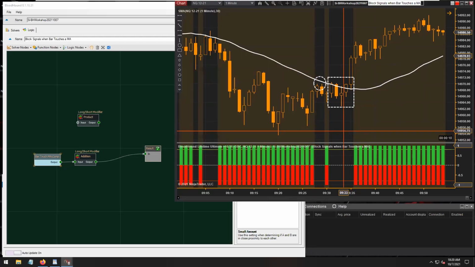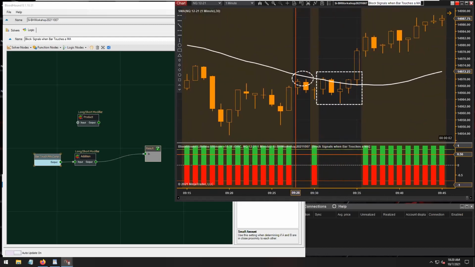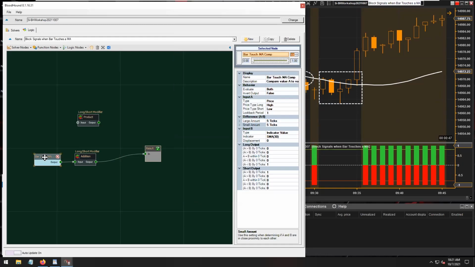And there we go. All right. So now those two bars are within 5 ticks. And, right, there's no output on those two bars. And then, right, we get this little doji here that is more than 5 ticks away from the moving average. And so a signal would be allowed right there. Right. So there we have it. So you can just add whatever kind of tick distance away from the moving average that you want.